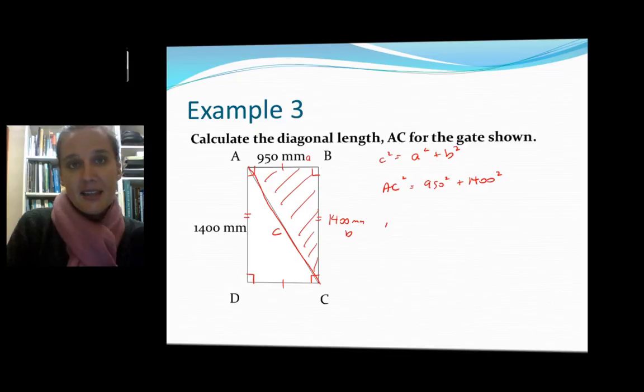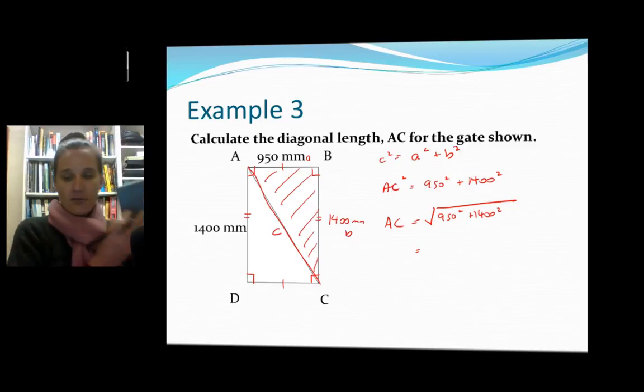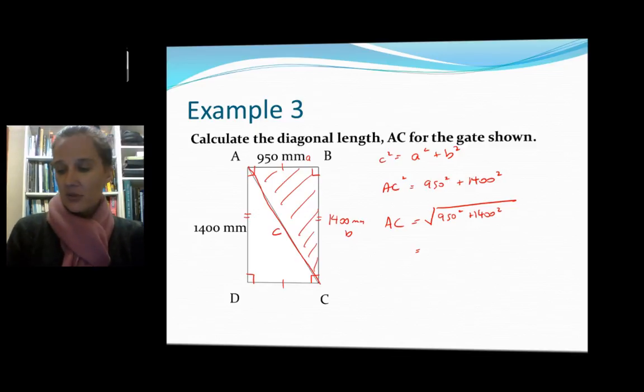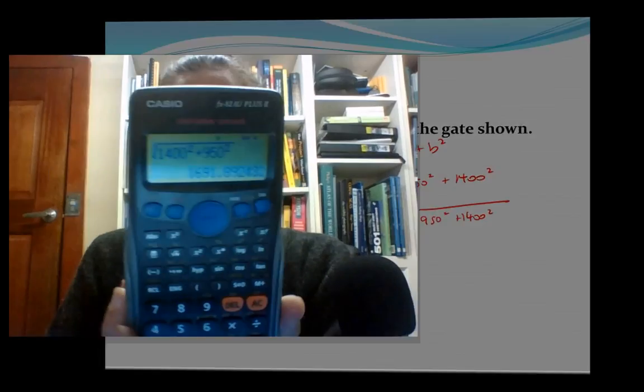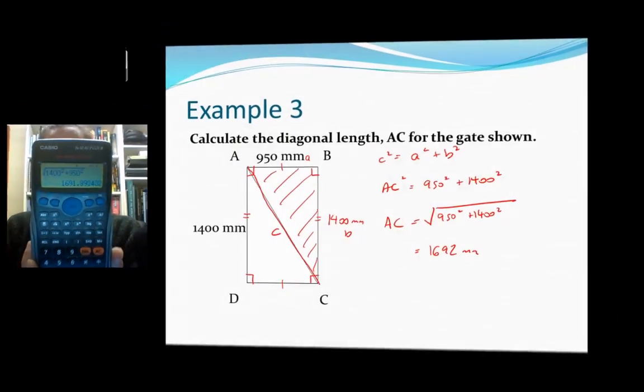To find our length AC, we need to take the square root of both sides, and we end up with the square root of 950 squared plus 1400 squared. Here we enter this into our calculator, 950 squared plus 1400 squared, and here we get 1692.992 millimeters to the nearest millimeter.